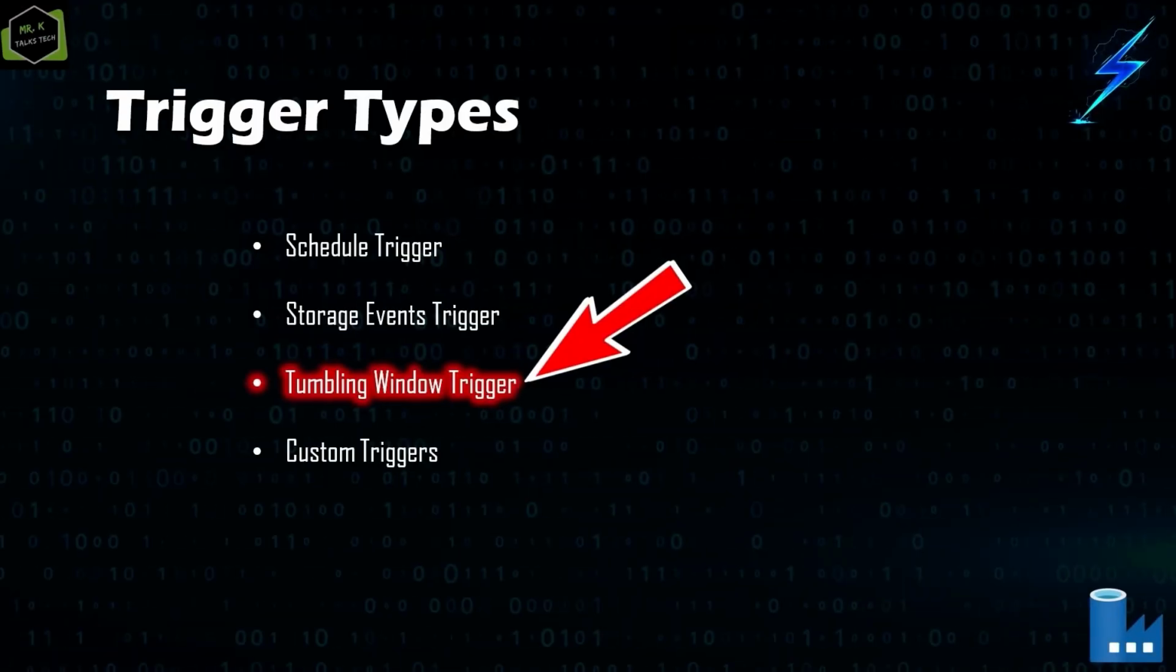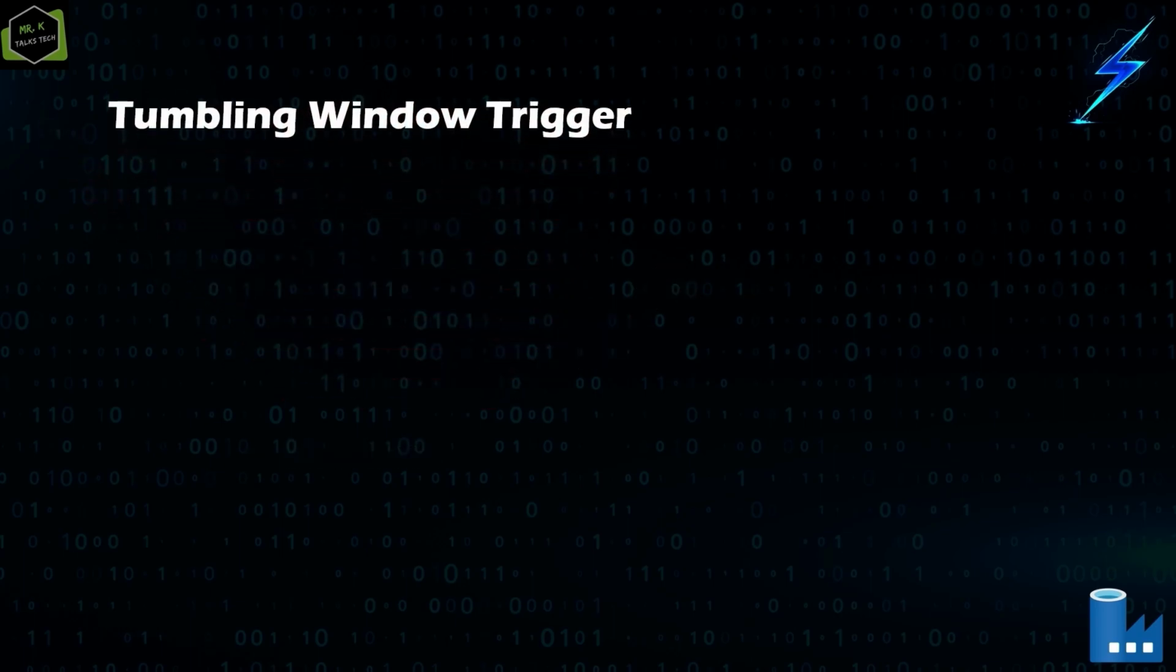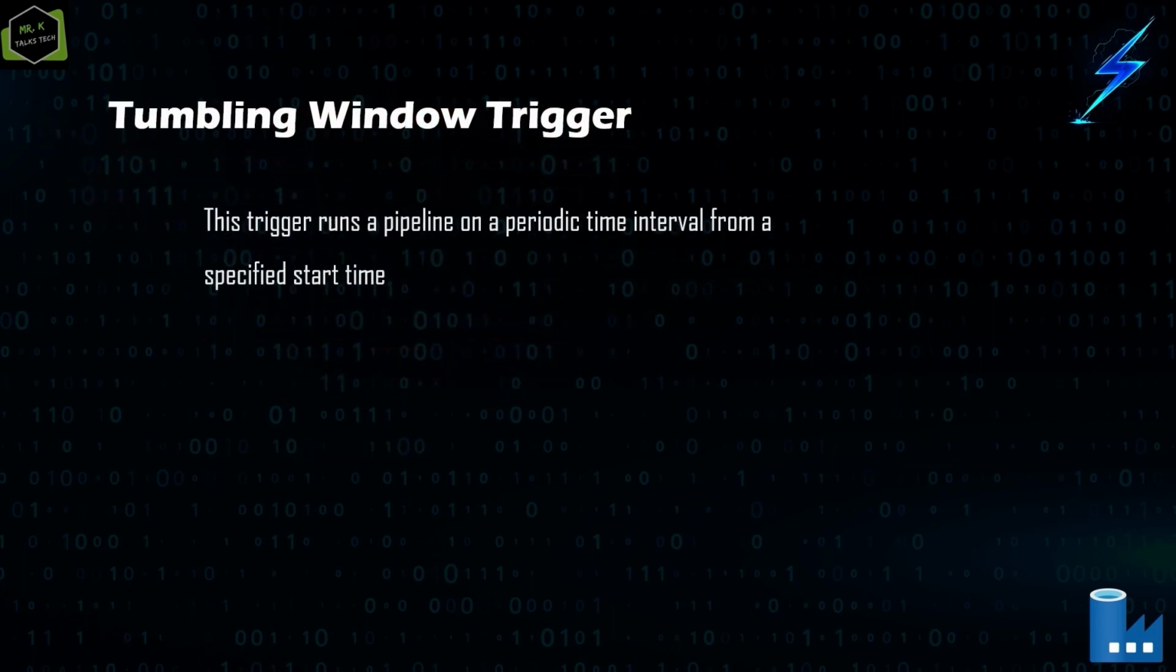In today's video, we are going to see about tumbling window trigger in Azure Data Factory. We have already seen about the schedule trigger and storage events trigger in ADF. So if you haven't watched those videos, please do watch it. Okay, let's get started. Firstly, what is tumbling window trigger? This trigger runs a pipeline on a periodic time interval from a specified start time.